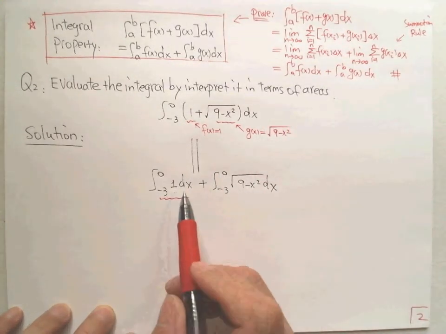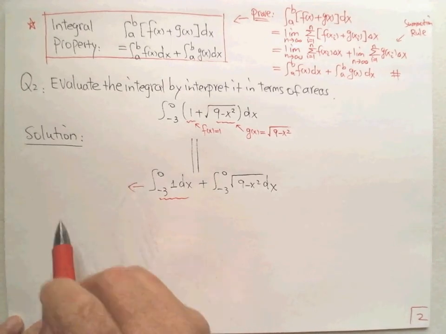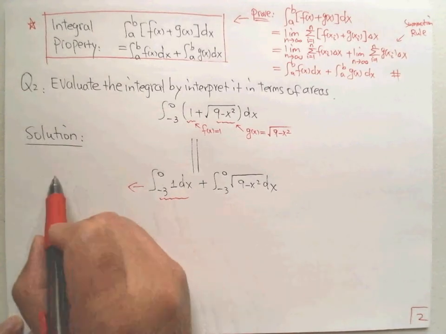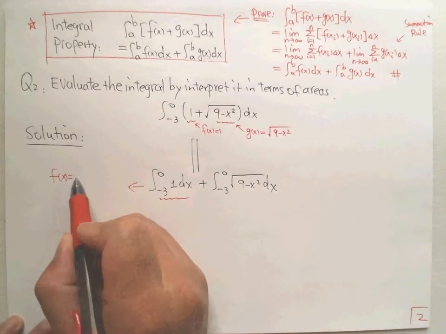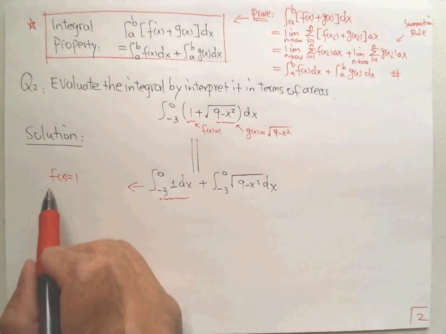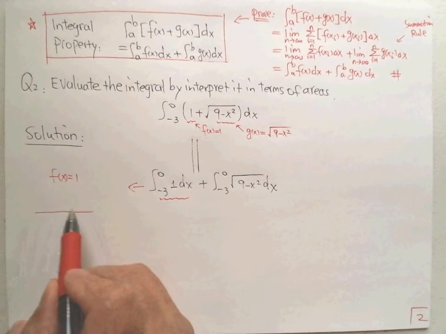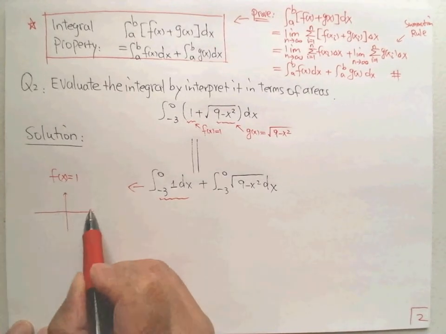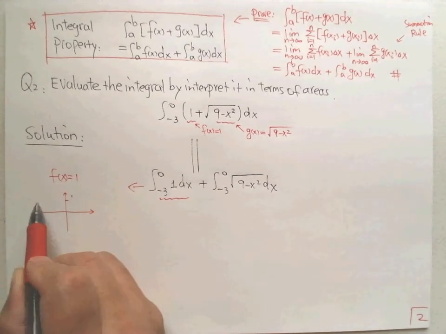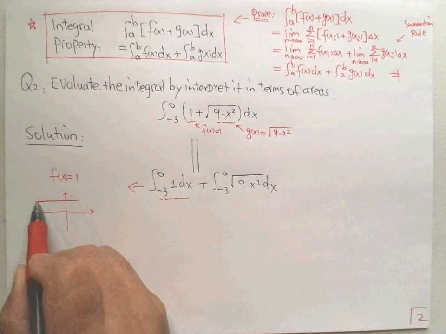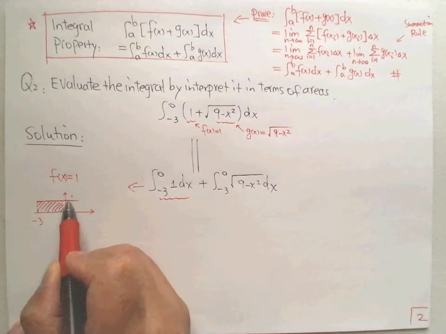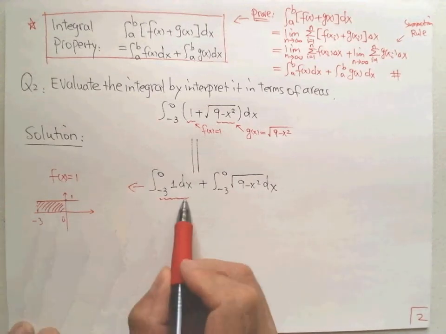In terms of area, what is this? The function, I do this here, I use the red color. This function is f(x) equals 1, and the integral interval is negative 3 to 0. I draw the graph, and this graph should be like this. Negative 3, I put a negative 3, 1, so 1. And the function is this, right? However, the integral is only from negative 3 to 0. See, I highlight. And this is 1.